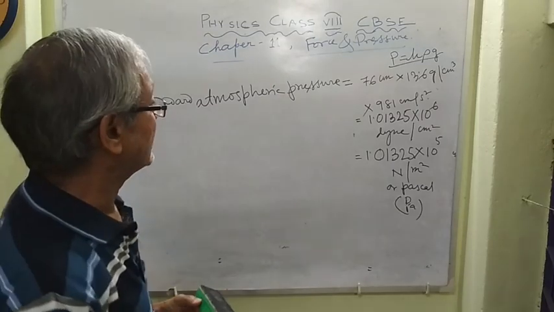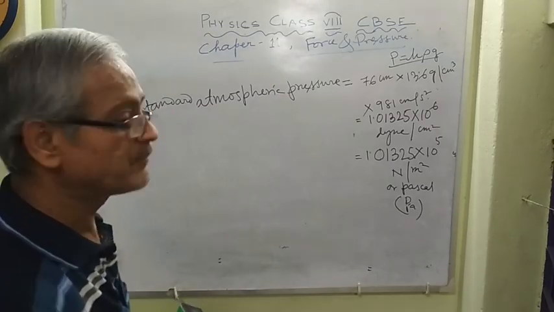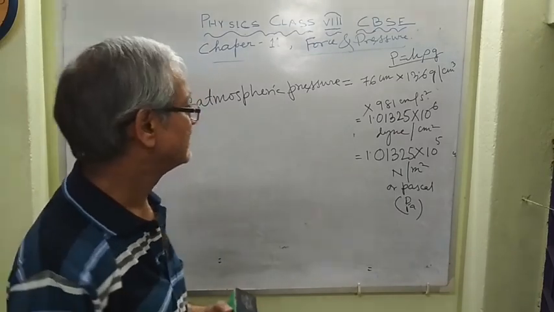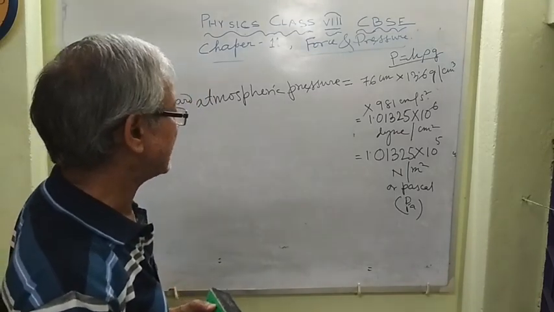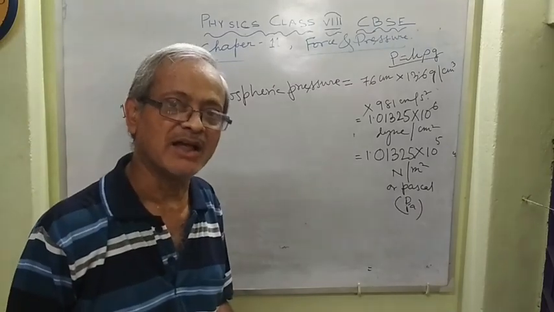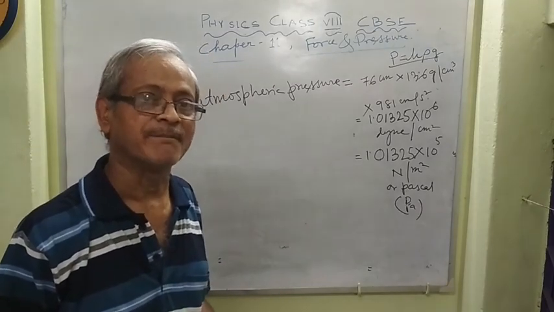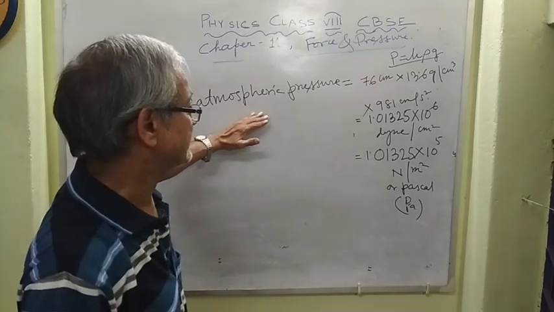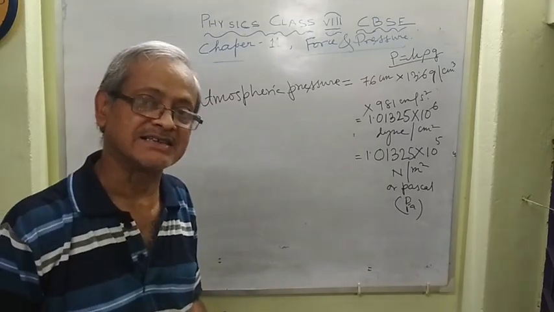Now the pressure of a fluid is measured by a manometer, a simple device, and atmospheric pressure is actually measured by a barometer. We will discuss the next chapter and the related questions of this chapter in the next class. Thank you.